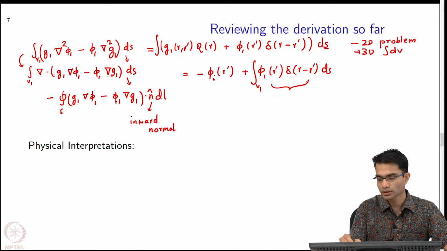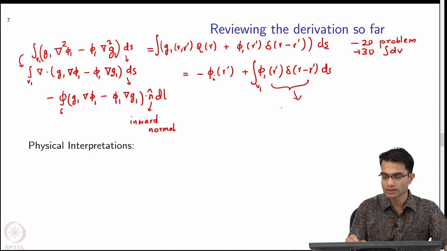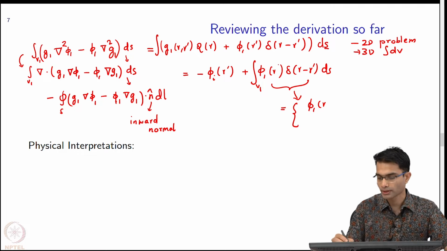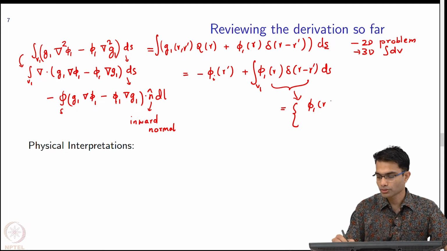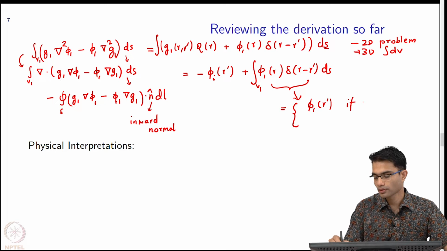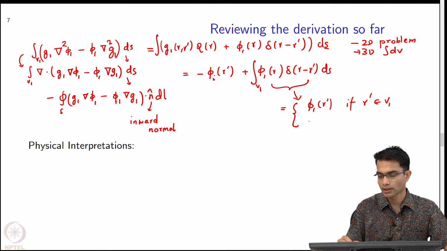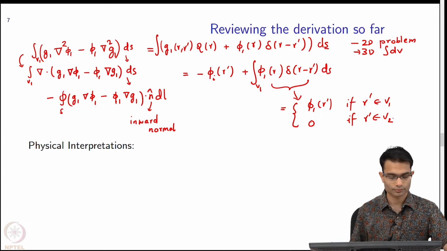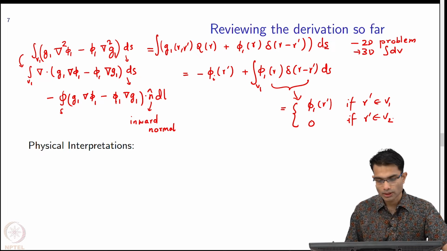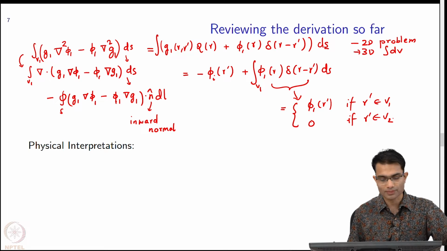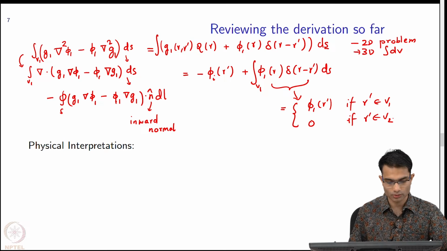And this term over here, there were 2 cases, is equal to phi 1 r prime if r prime belongs to V1, and 0 if r prime belongs to V2. Okay. So what are the physical interpretations that we can draw from this? That's what we'll look at now.